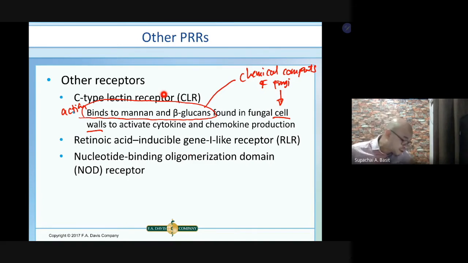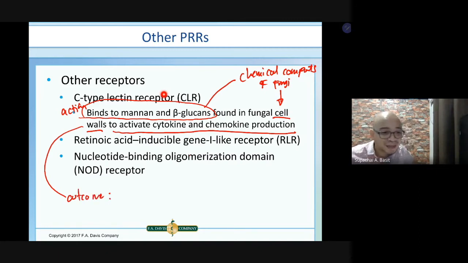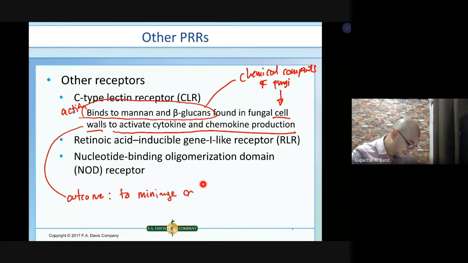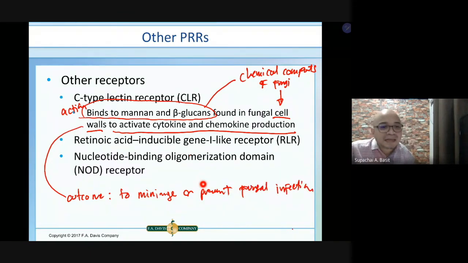So the effect is to activate cytokine and chemokine production. So the outcome of CLR is to minimize or even prevent fungal infection. Okay, that is for the CLR. So TLR is mostly for phagocytosis, while CLR will actually minimize or prevent fungal infection.